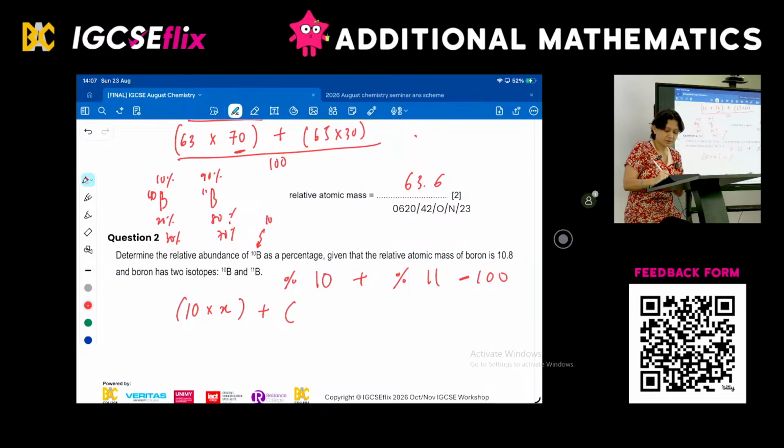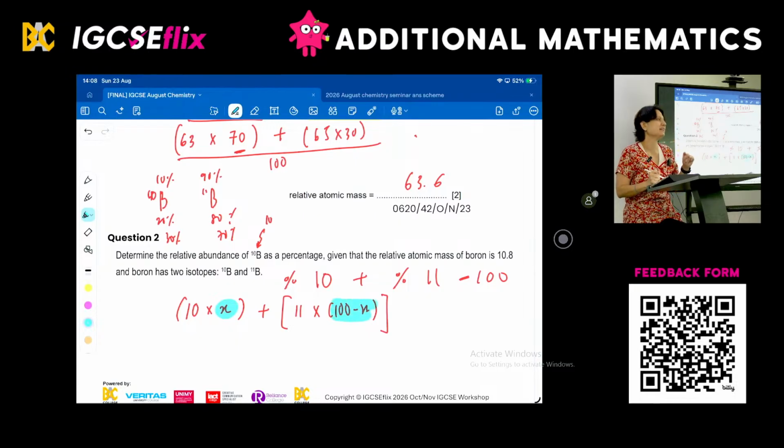Okay, so 11 multiply 100 minus X. We don't know what it is. It could be 10%, 20%, 30%. All I know is that if here is 10%, here will be 90, 100 minus 10. If here is 80%, here will be 100 minus 80, 20%. Do you understand? It's algebra.